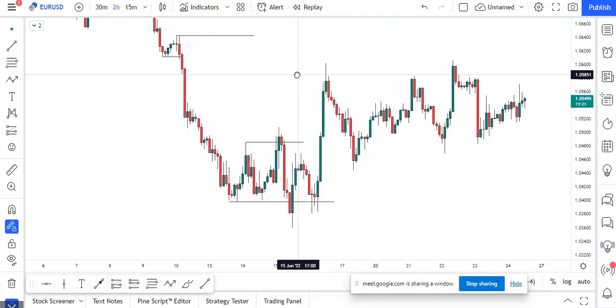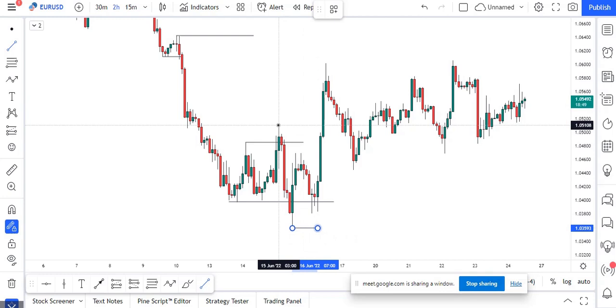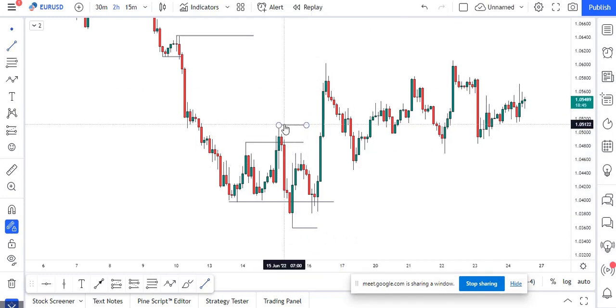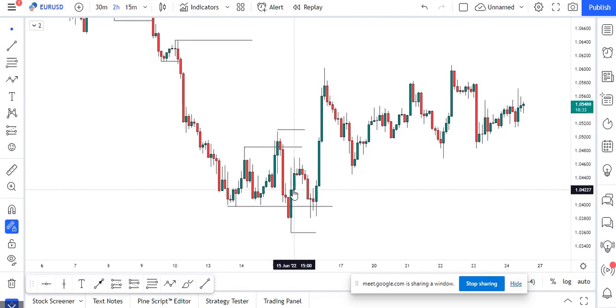Now the next thing I want to explain is that when I was marking structure, I considered that as a low and that as a high. There are no fixed rules in trading. Trading is an art, and you have to be flexible with everything you are doing. So they are not fixed rules, but I've tried to compile things in a rule-based way. So I'll explain why I've considered this high and this low when in reality that was a liquidity grab.